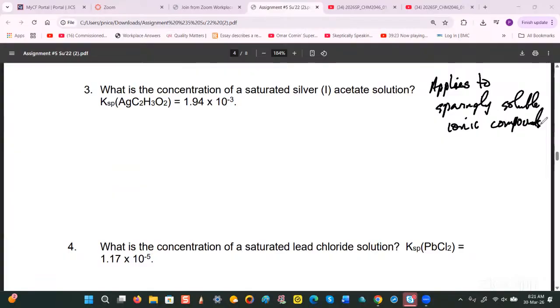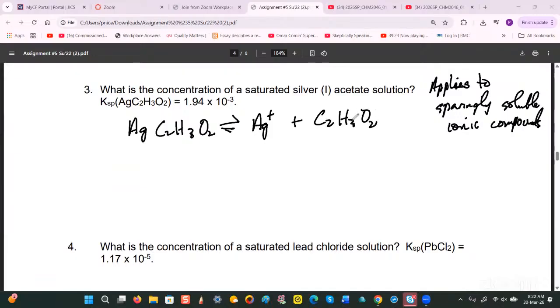And I'm going to use this question as an example. So this is silver acetate, silver 1 acetate, right? So when silver acetate is added to water, you add some of it to water and you stir it, try to make it dissolve, only a small fraction will go into solution. So therefore, you're going to have eventually an equilibrium between the silver acetate and the silver and acetate ions on the right side of this equation, right?